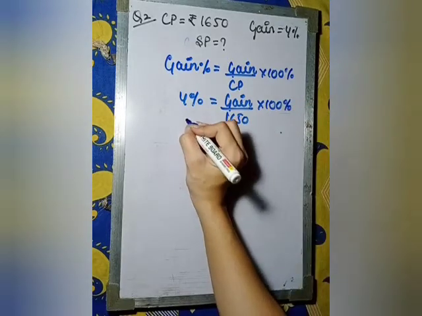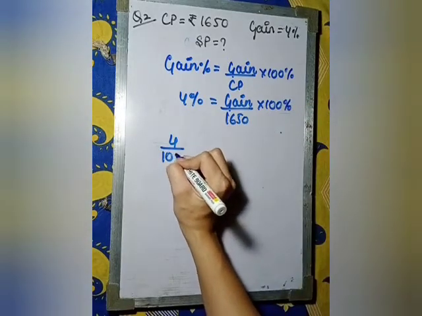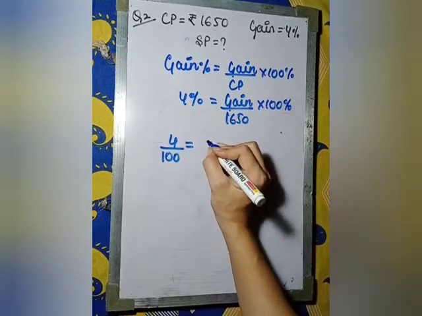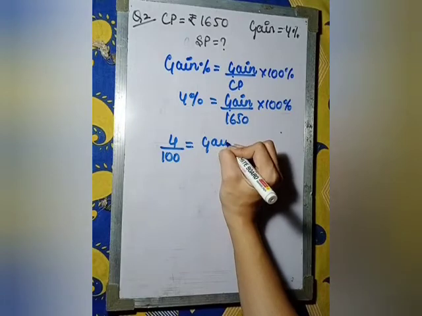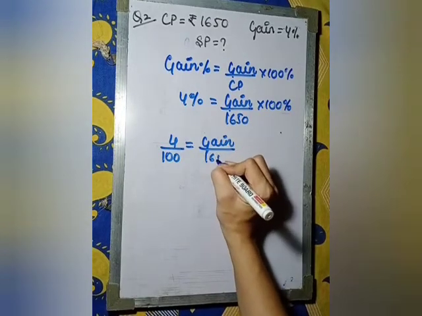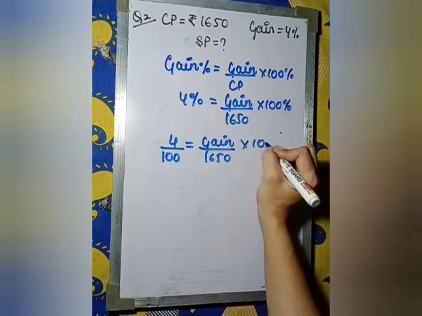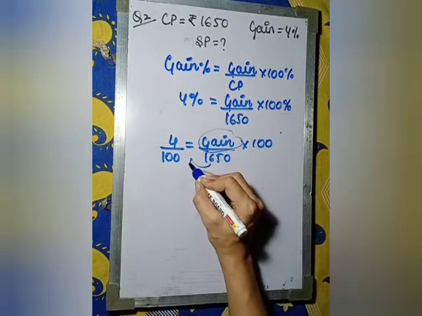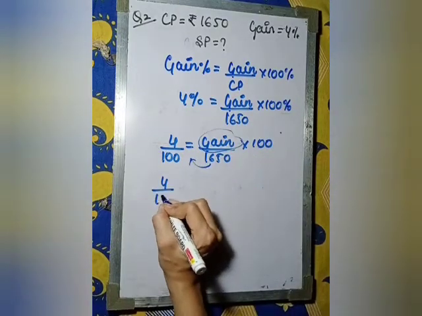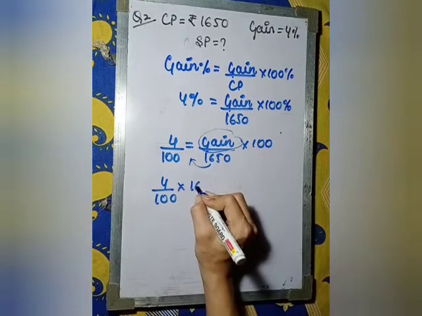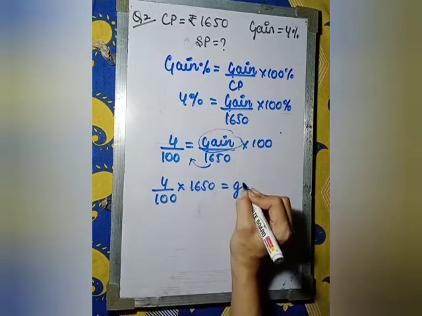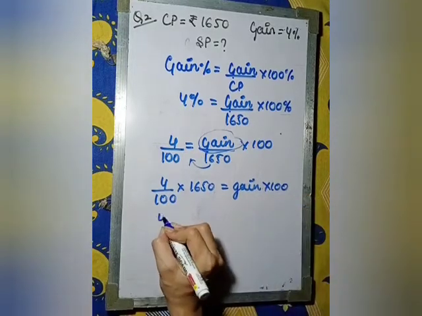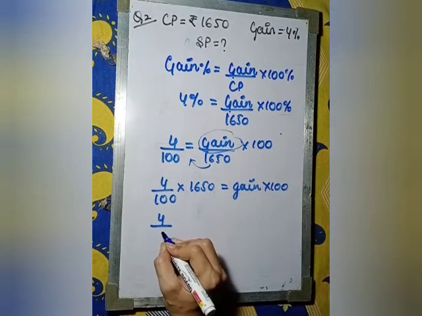Right. Now when you remove this percent sign, you will put 100 and you will divide with 100. 1650 into 100. Now we have to find this value, so we will send this here. It will be 1650 equals gain into 100. Now send this 100 here. It will be in division.